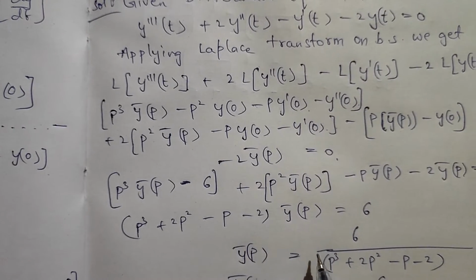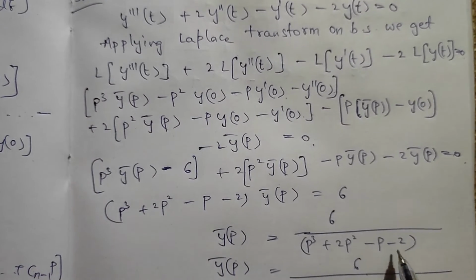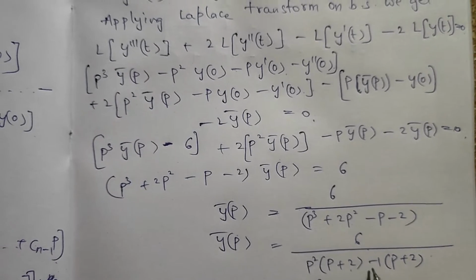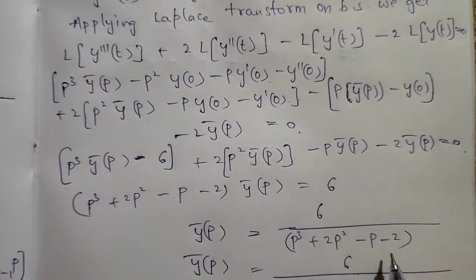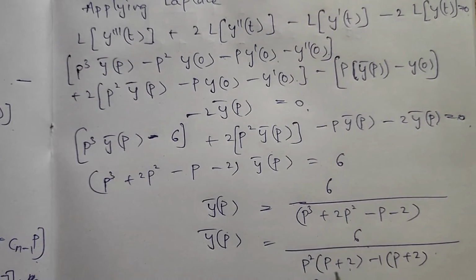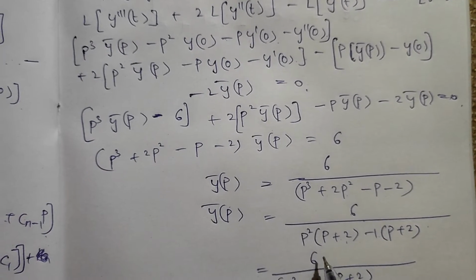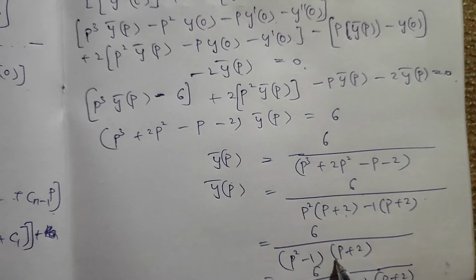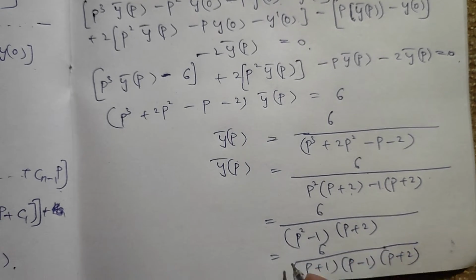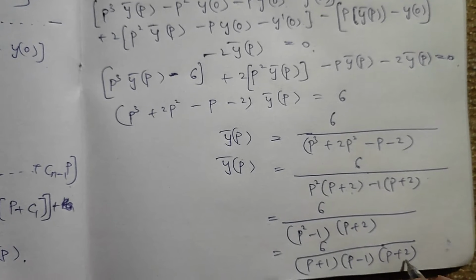Then y bar of p is equal to 6 divided by p cube plus 2p square minus p minus 2. Then y bar of p is equal to 6 divided by p square into p plus 2 minus 1 into p plus 2. So now if you observe, this can be factorized very easily. If you take p square common, you will get p square minus 1 into p plus 2, which is equals to 6 divided by p square minus 1 into p plus 2. So now this is again a partial fraction. p square minus 1 can be written as p plus 1 into p minus 1, into p plus 2.